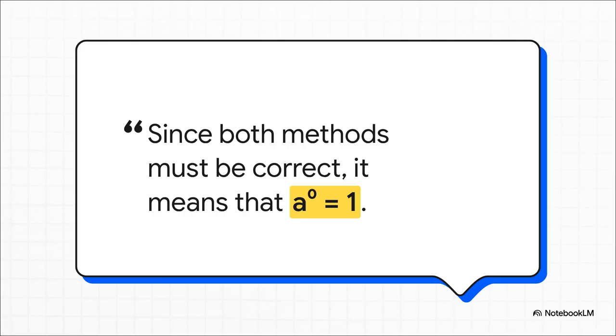Since both ways of solving it have to be right, that means the answers must be equal to each other, which leads to this incredible rule. Any number, as long as it's not 0, raised to the power of 0 is always equal to 1.